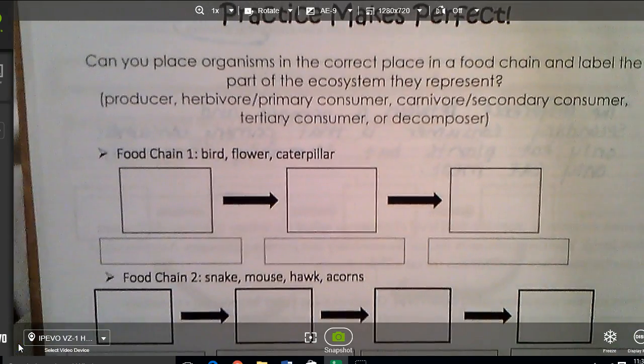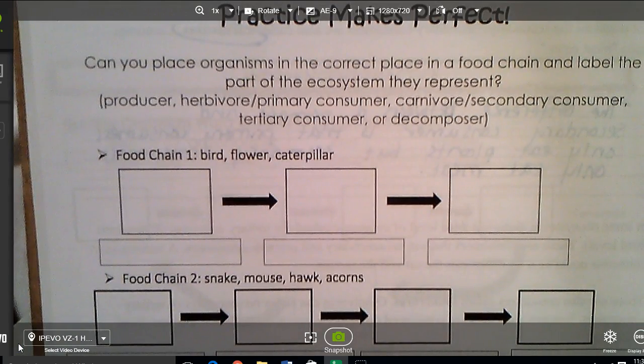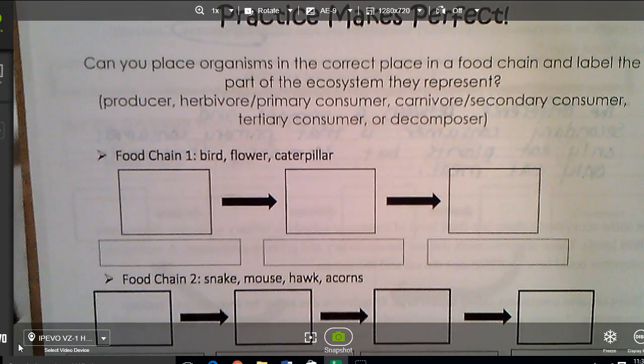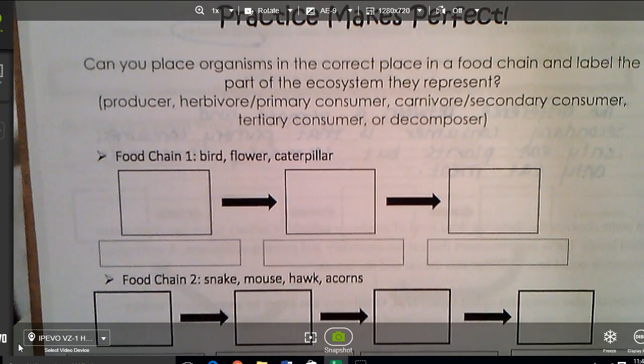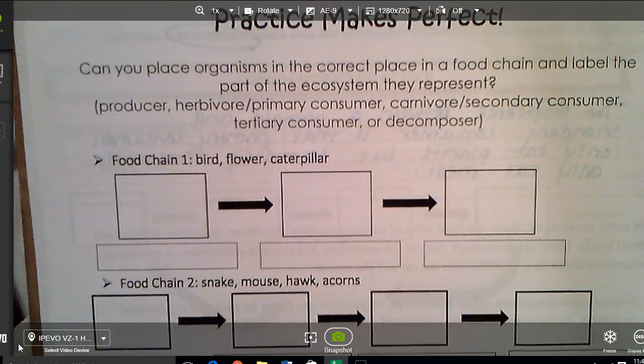Right here we have our practice makes perfect. It says, can you place organisms in the correct place in a food chain and label the part of the ecosystem they represent? Producer, herbivore or primary consumer, carnivore, secondary consumer, tertiary consumer, or decomposer. All right, ladies and gentlemen, we're going to do the first one together, and then you are on your own.